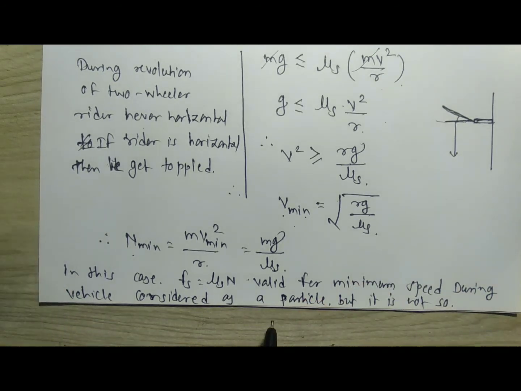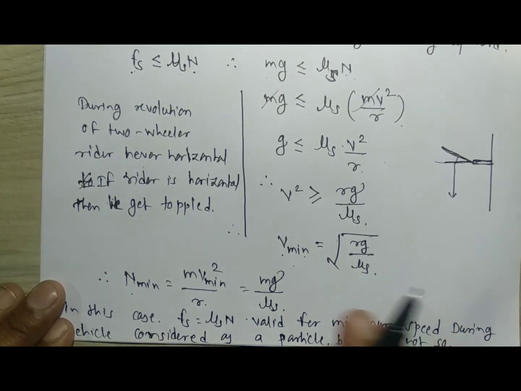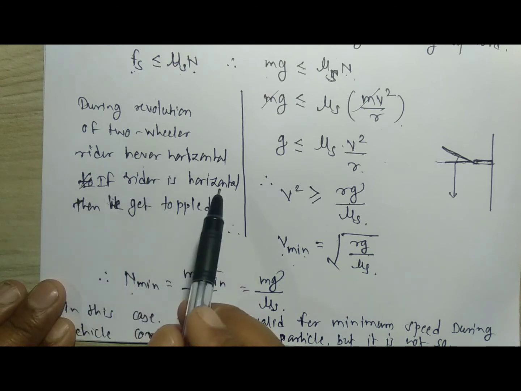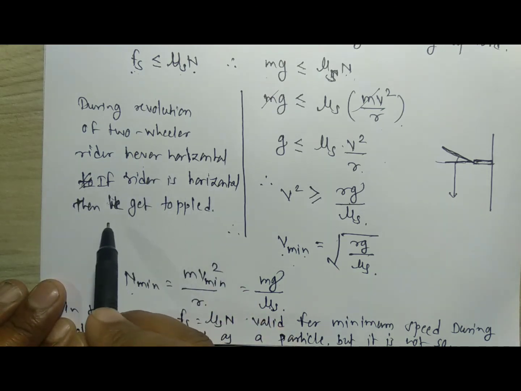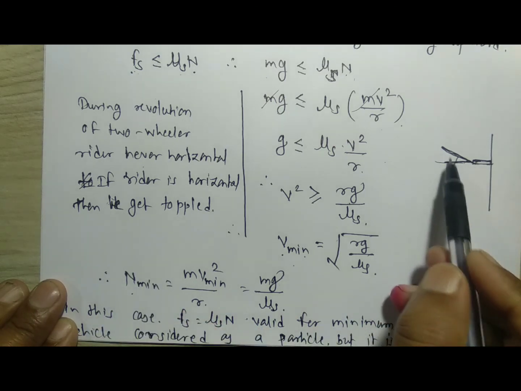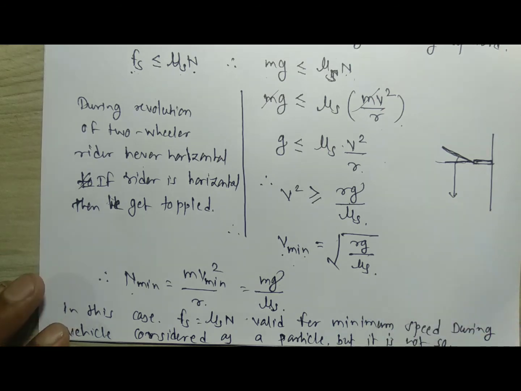It is only valid for the minimum speed when the vehicle is considered as a particle, but the vehicle is not a particle, and therefore during the revolution of the two-wheeler, the rider never becomes horizontal. Because if a rider becomes horizontal, then he or she gets toppled, and therefore the rider makes some angle with the horizontal to prevent the toppling inside the wall of death.